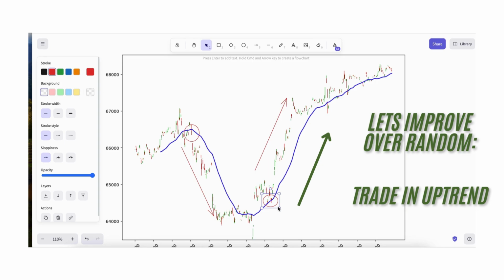So we are going to use this simple rule of thumb in order to modify our random trades. We are still going to take our trades randomly, but we're going to take those trades randomly when the price is above the moving average indicator. And let's see what happens when we do that.